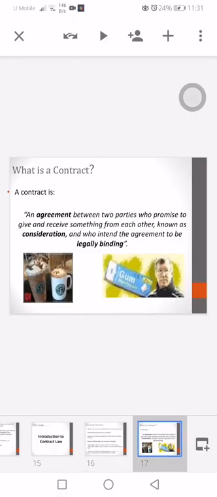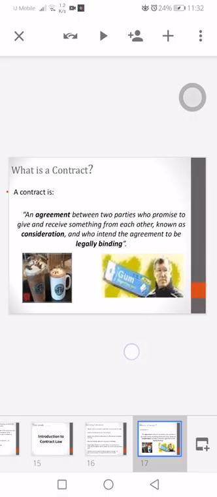So we go through our topics. What is a contract? The contract is an agreement between two parties who promise to give and receive something from each other, known as consideration, and who intend the agreement to be legally binding.